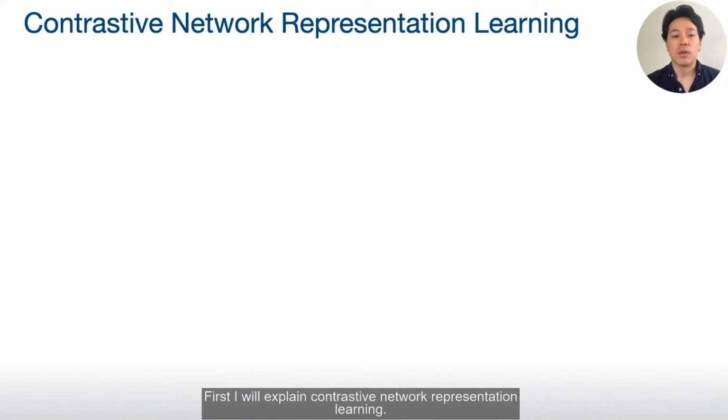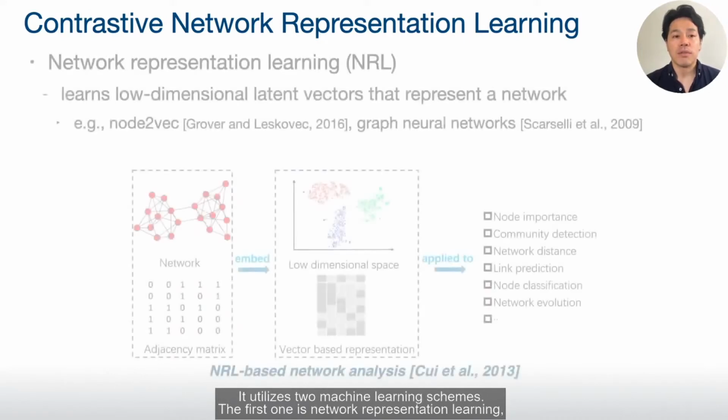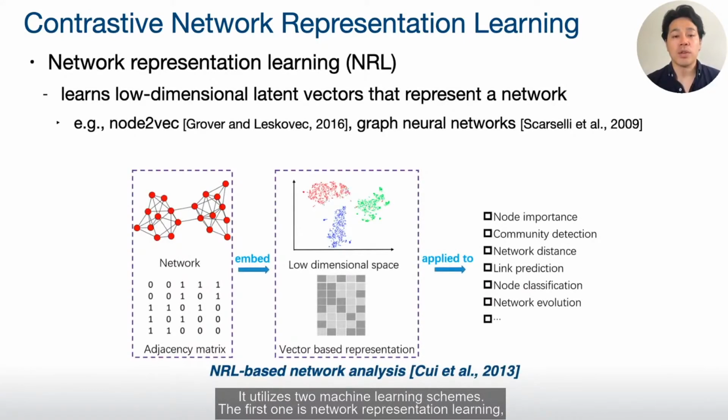First, I will explain contrastive network representation learning. It utilizes two machine learning schemes. The first one is network representation learning, which extracts latent vectors from a network as shown in the figure here.